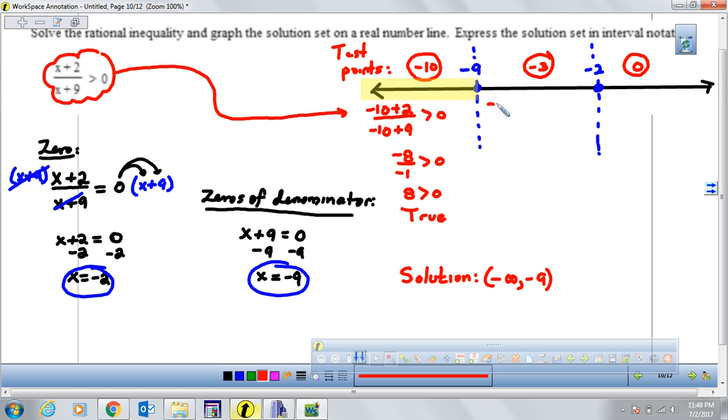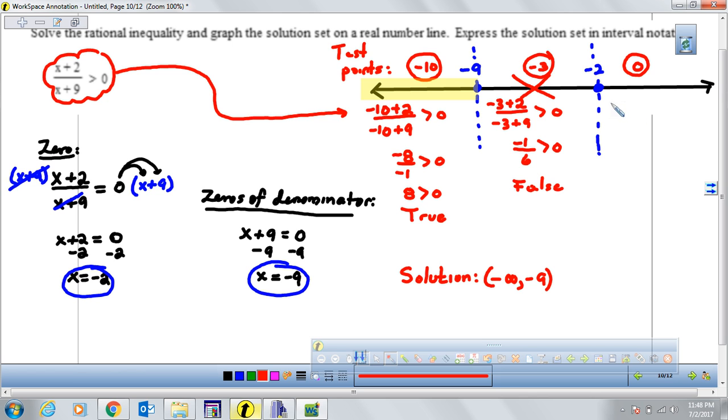Now, the middle interval, negative 3 is my x. So x, which is negative 3 plus 2, over x, which is negative 3 plus 9, must be greater than 0. Negative 3 plus 2 is negative 1, over negative 3 plus 9 is 6. Negative 1 over 6 is negative 1/6. Is negative 1/6 bigger than 0? That is going to be false. What does that mean here? That anything between negative 9 and negative 2 is not a solution because it's going to make the original inequality false.